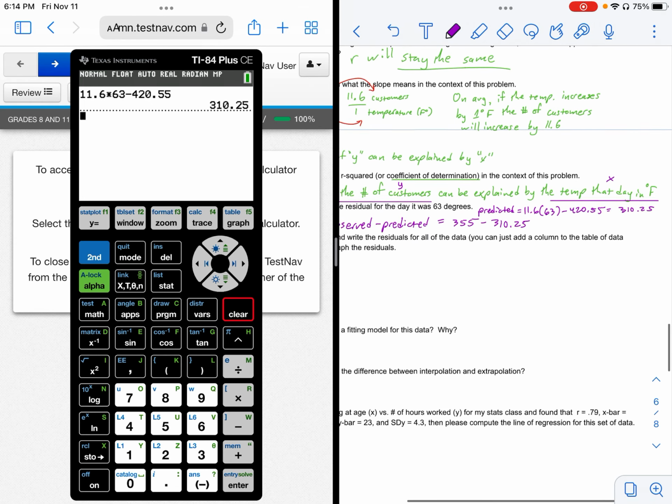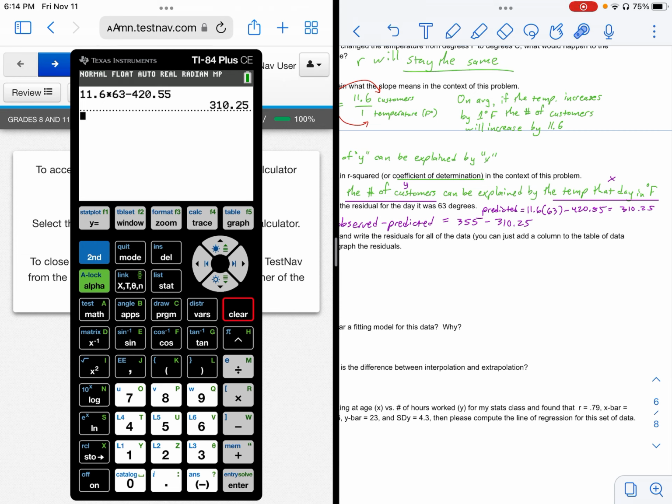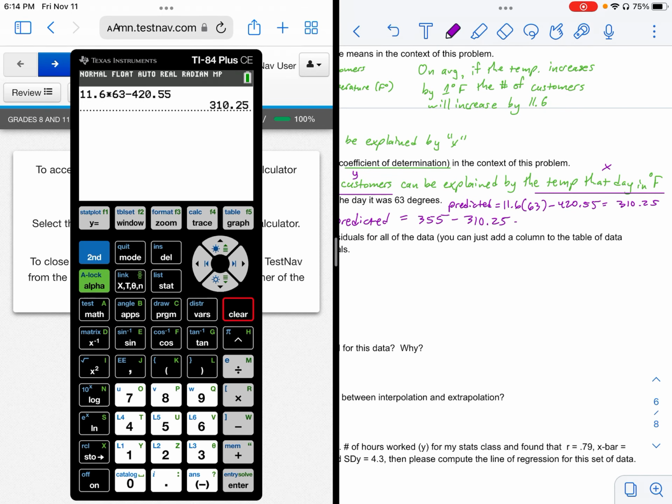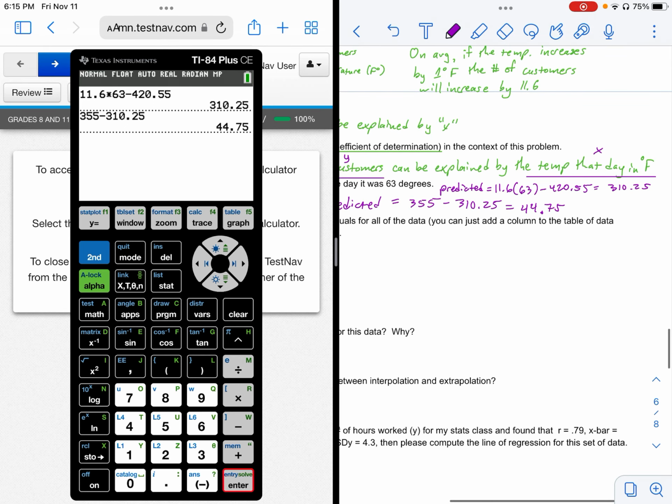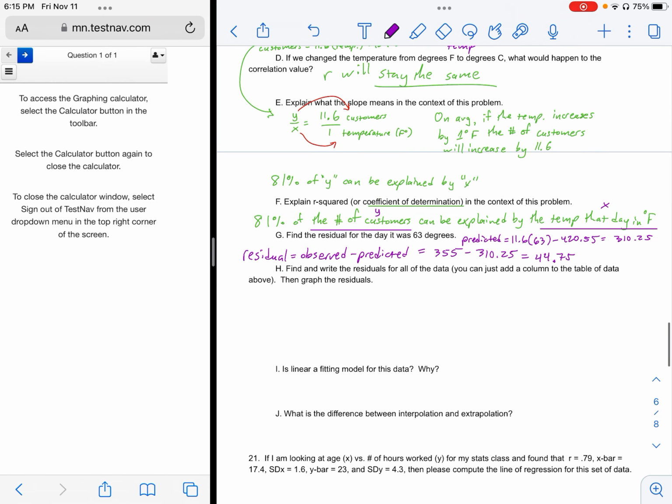So that goes here. The number of customers I observed was 355. That's how many actually came that day. I predicted that 310 would come. So more customers came than I was expecting, so I'm going to have a positive residual. About 44 or 45 more customers came than I was expecting. That's what a residual is. If you made your scatter plot, this data point would be above the line.